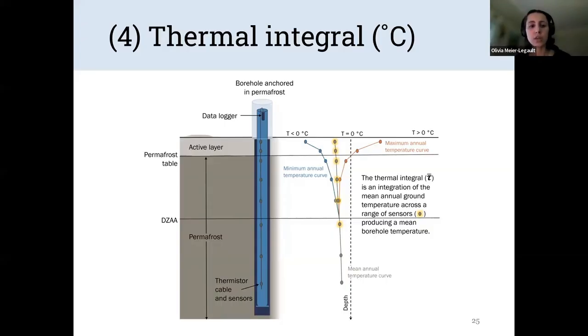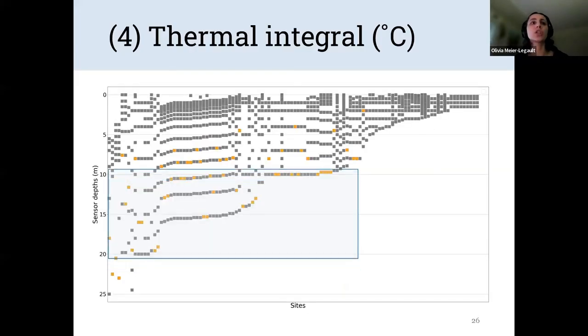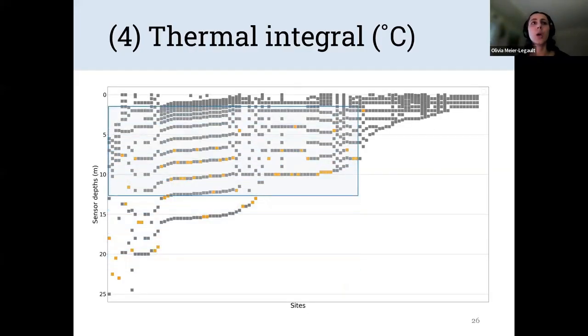One of the limitations of the thermal integral is that it is more sensitive to interannual variability, and so you might need longer time series to really pick apart trends. And so, you could choose a range of sensors from 10 meters to 20 meters, but in our case, just based off of our data, we've chosen for the deeper sites to look at a range from the ground surface to 10 meters deep, and for the shallow sites from the ground surface to about 3 meters deep.